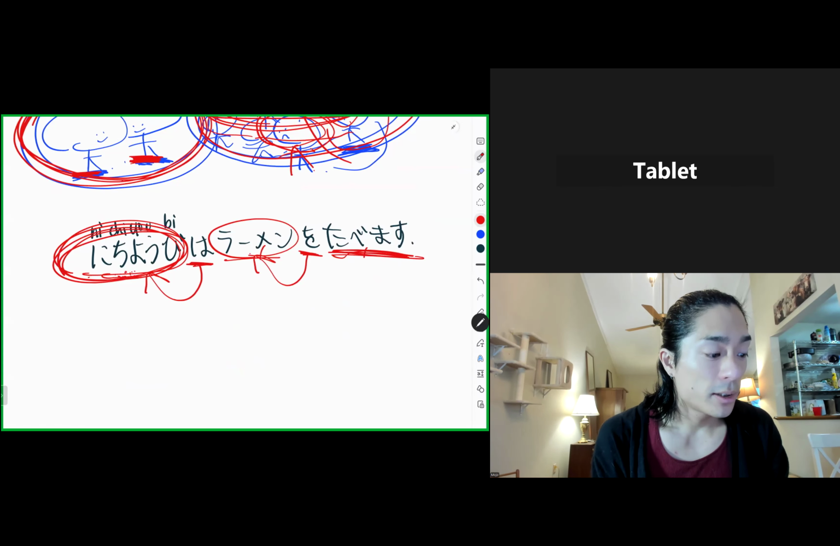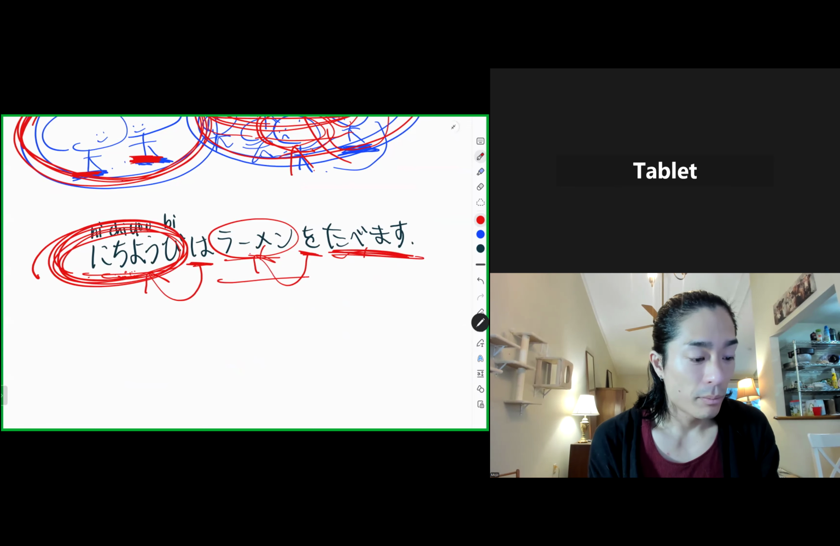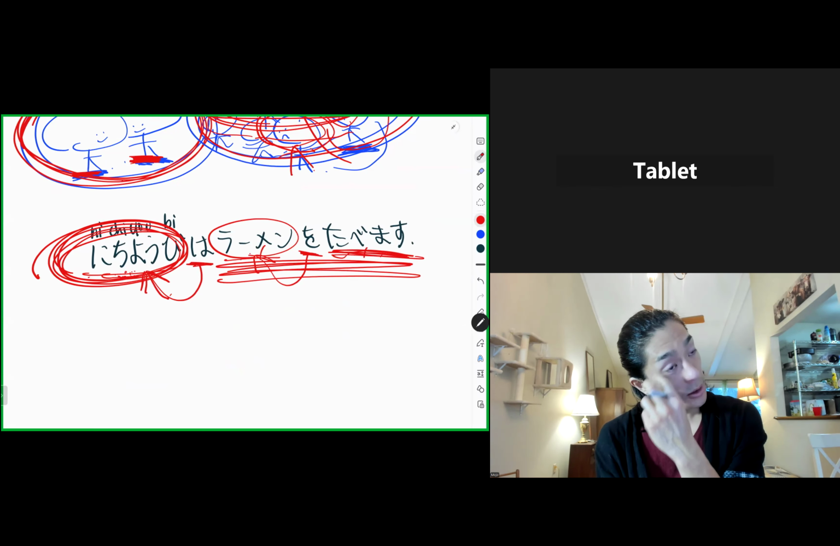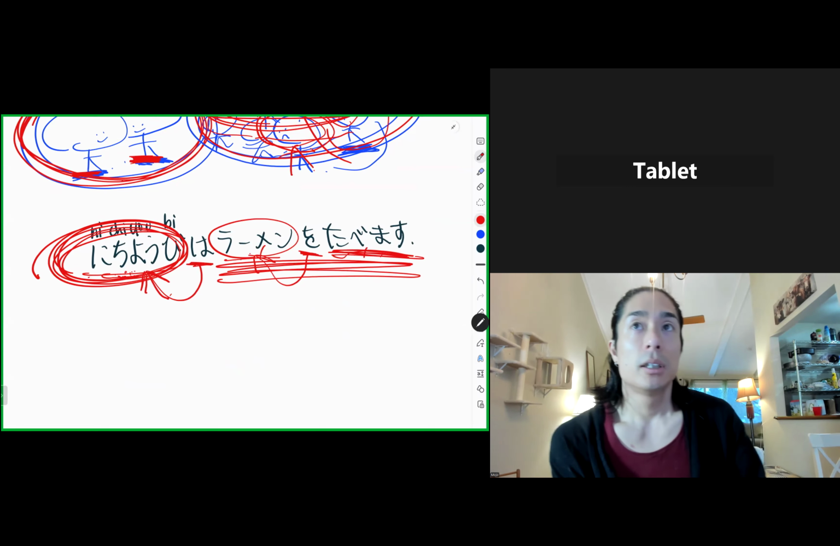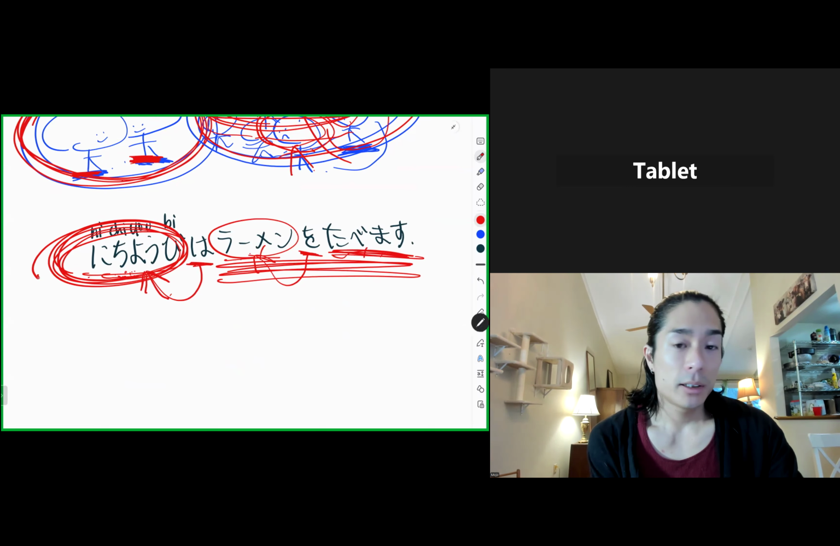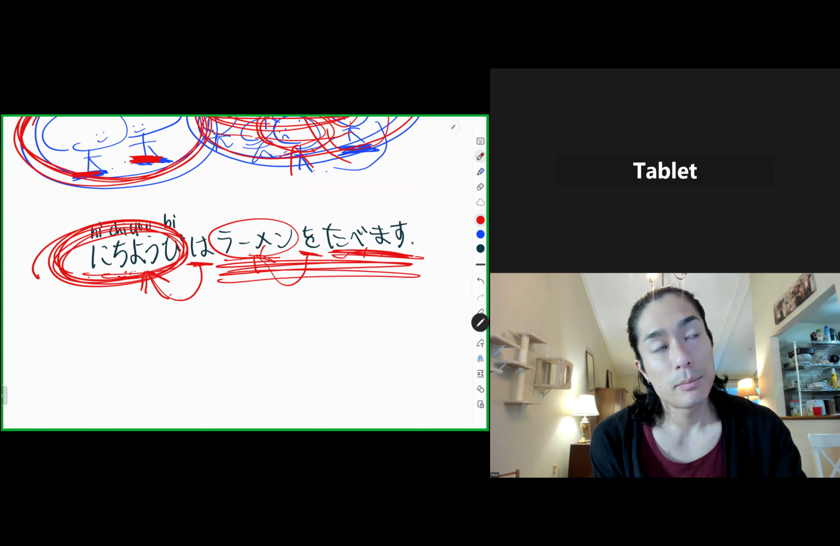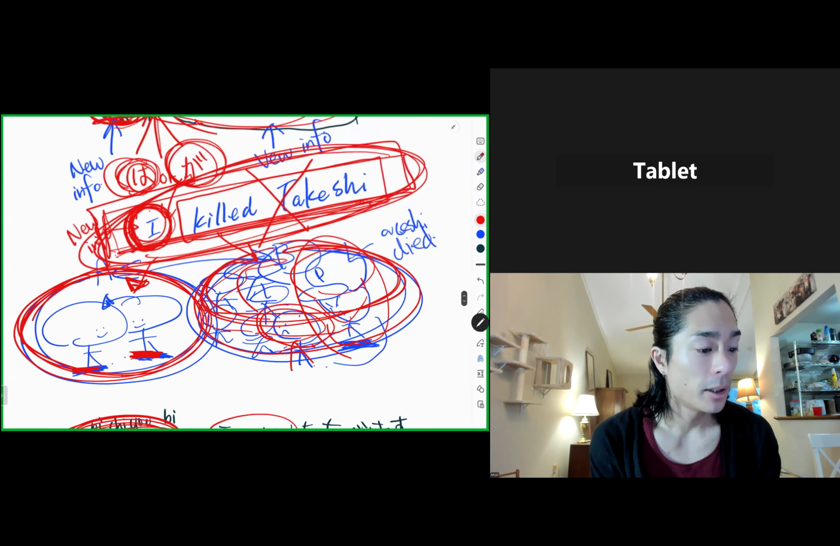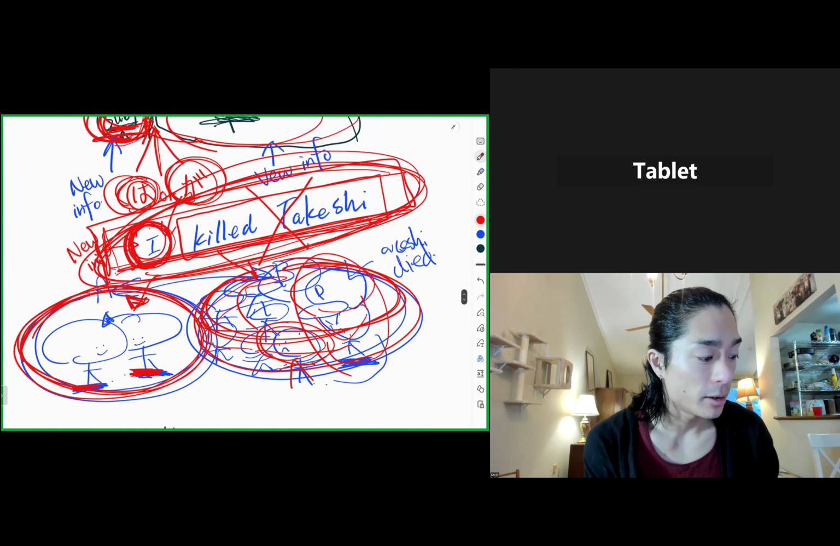As for Sunday, blank eats ramen. Who's the subject? If we make Sunday the topic, right, then we don't have any subject. In Japanese, you might already know, it's a pretty well-known fact. In Japanese, we omit subjects many times when it's obvious. Just like how I explained earlier, I killed Takeshi in situation A.